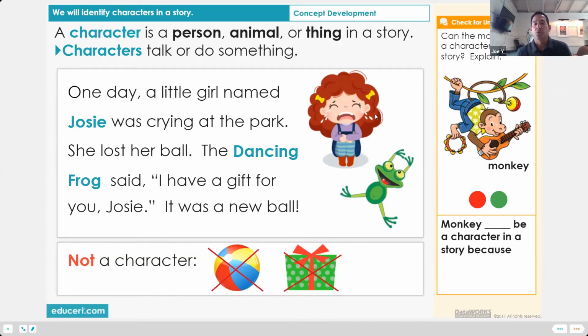So now you come over here. What have I done for you? In concept development, I've given an academic definition. I've given multiple examples. I had to give a couple non-examples, and now we have a higher order question for our students. Can the monkey be a character in a story? Explain. Okay, we're going to do thumbs up for yes or thumbs down for no. Everyone show me, can the monkey be a character in a story? And when you answer, you say, it can be a character because.